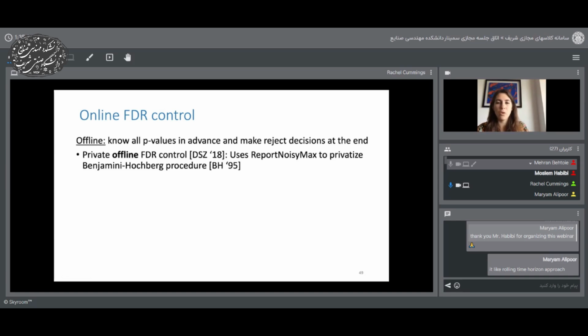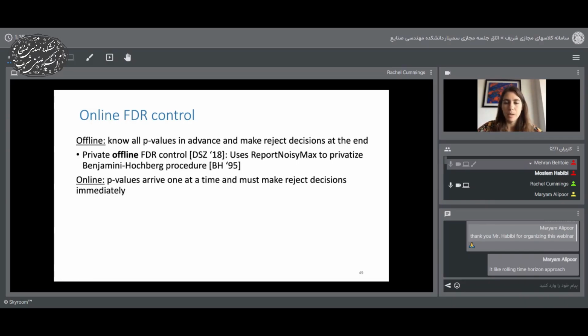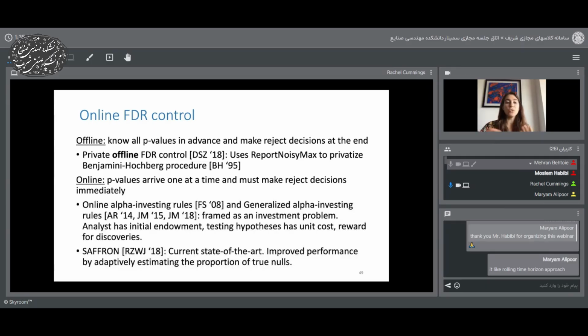And so you're basically going to repeatedly do this report noisy min to make this private. In the online case, p-values arrive one by one, and so you can't take the min or take the argmin. And so we actually don't know how to do this privately, or at least until this work.